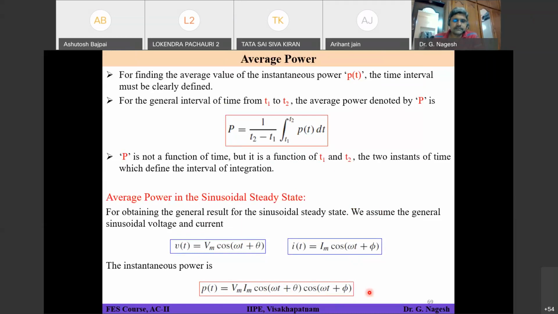So you multiply the numerator and denominator of this P of t expression by 2, and use that formula to break it into two terms. Multiplying numerator and denominator by 2, you get Vm Im whole by 2 into 2 cos of omega t plus theta into cos of omega t minus theta. So apply cos a plus b plus cos a minus b and try to break this expression into two parts.